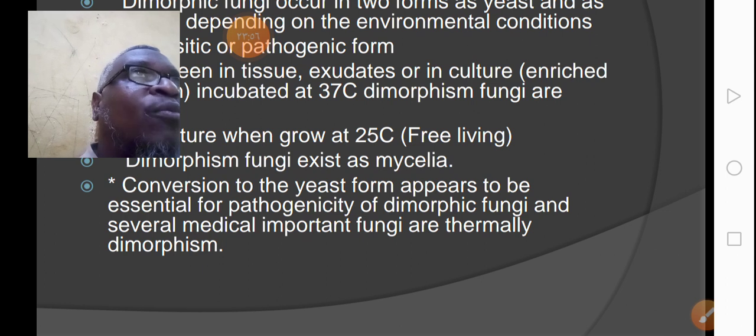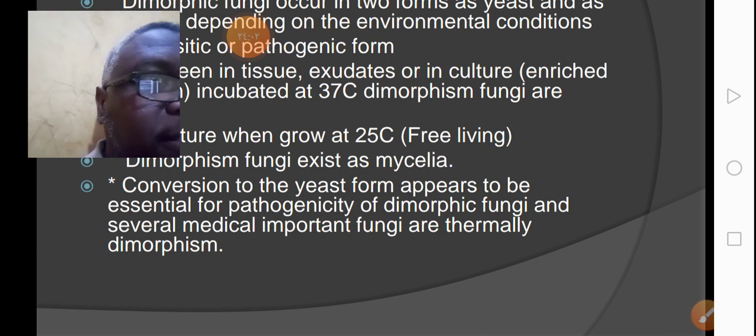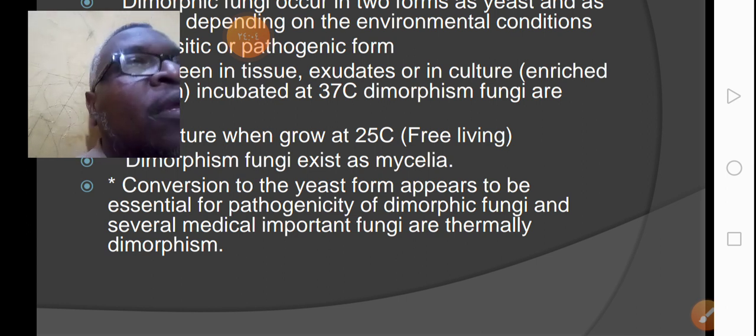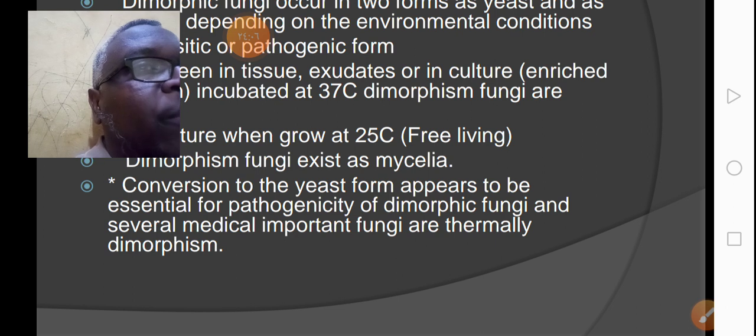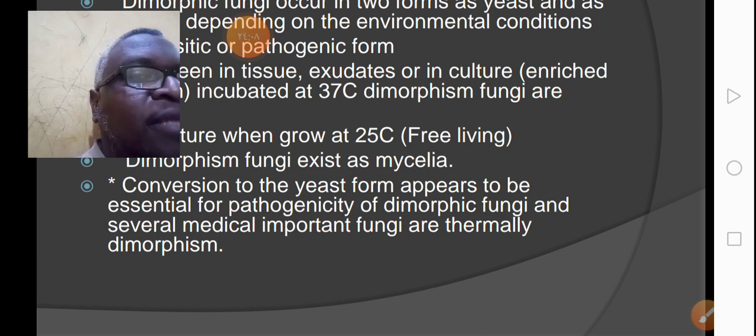So we classify fungi according to morphological characteristics, including also some reproduction ways, into three groups. One is monomorphic, that is a mold or a yeast, and the third one is dimorphic, which means changing according to conditions, and then we classify many different types.